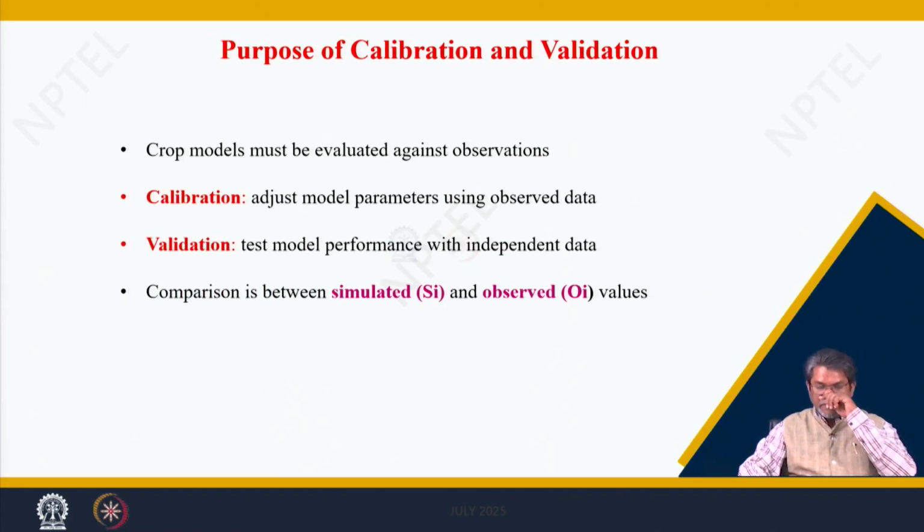The purpose of this calibration: we are discussing model performance evaluation, which means calibration and validation of the model parameters. Crop models must be evaluated. Calibration means the adjustment of the parameters to get the best fit between the simulated and the observed values. That is how we say calibration. Validation is testing the model performance with an unknown or independent data set.